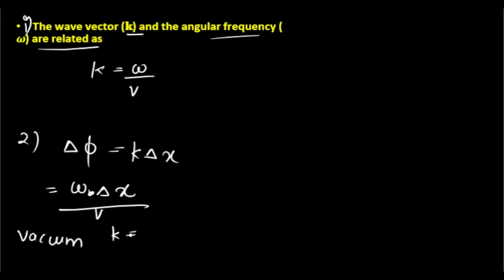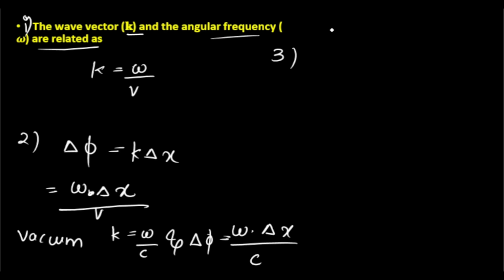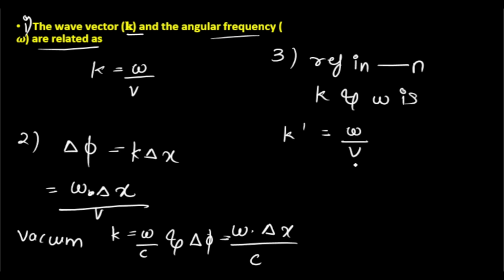So k is equal to omega by c, and the change in phi is equivalent to omega times change in x divided by c. If the wave is traveling in a medium having refractive index n, then k dash is equal to omega by v, where v equals c by n. This will be the formula we get.